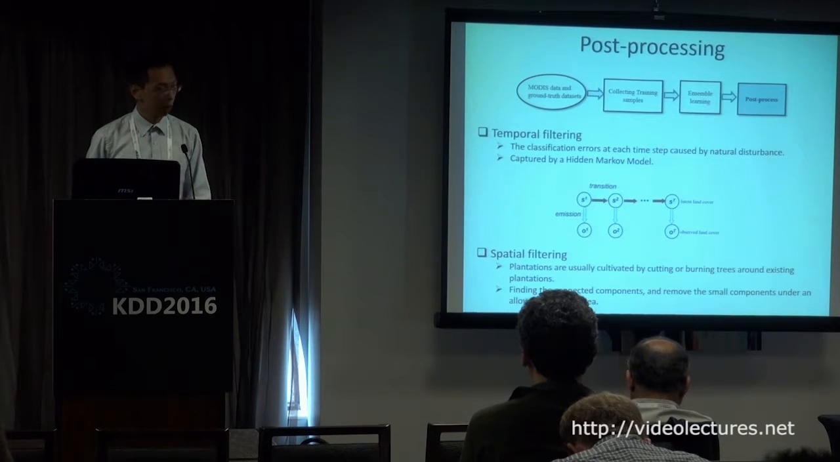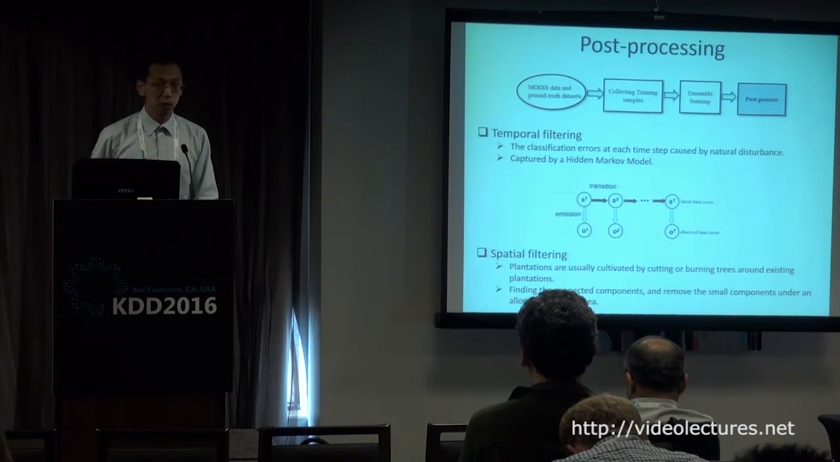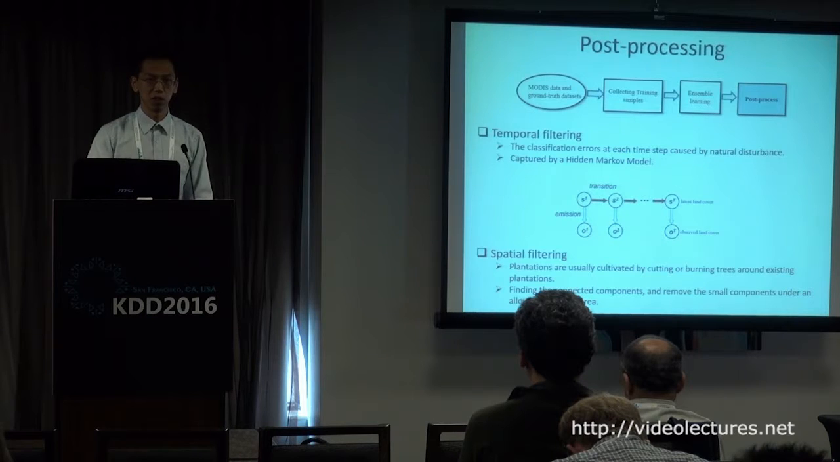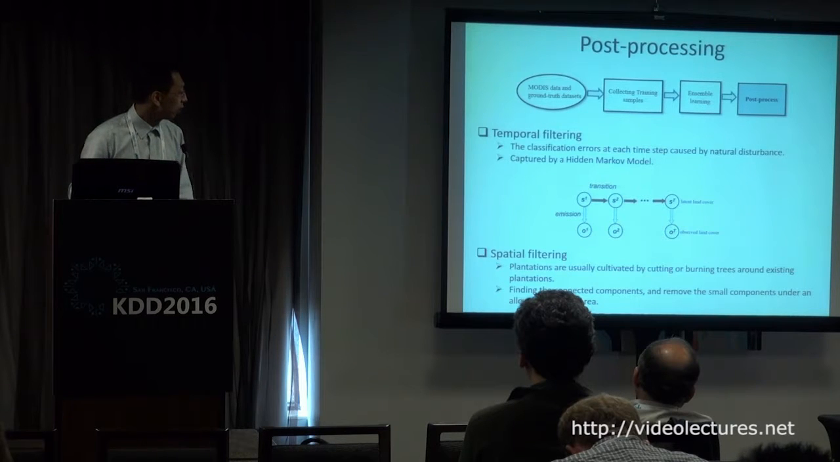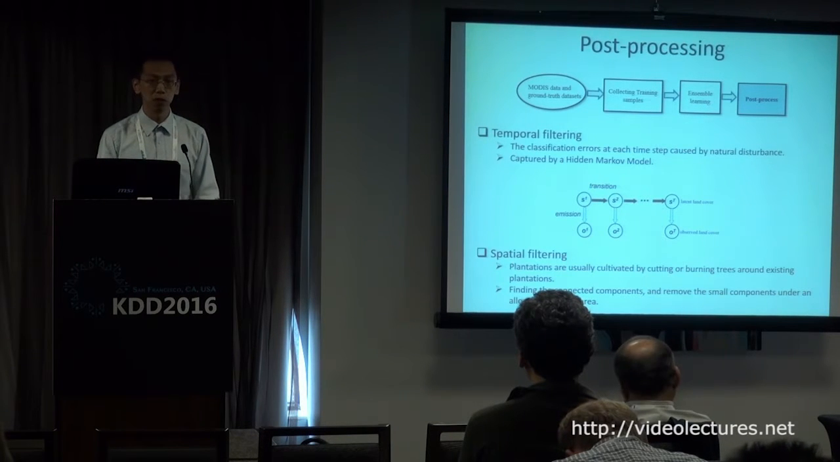And besides, we do spatial filtering because most new plantations are cultivated around the existing plantations. So usually the plantation area is formed in connected components. Basically, we find all the connected components and remove the small components under a threshold.